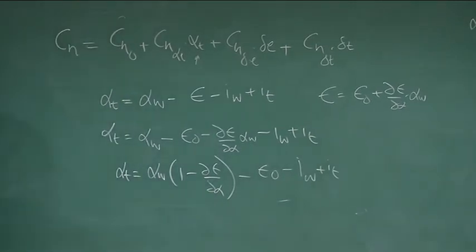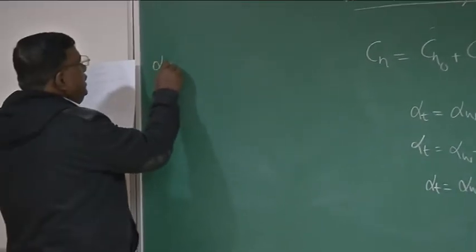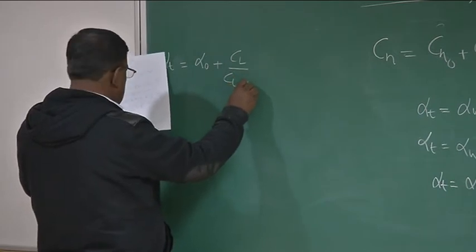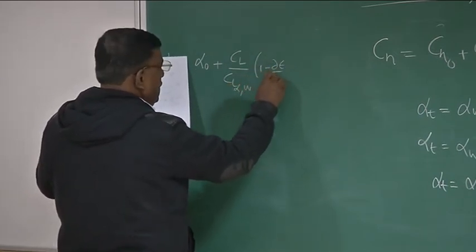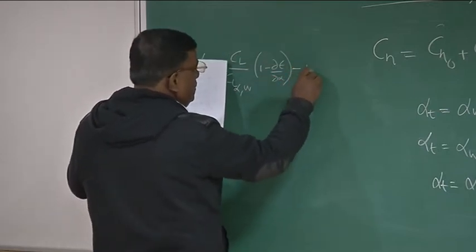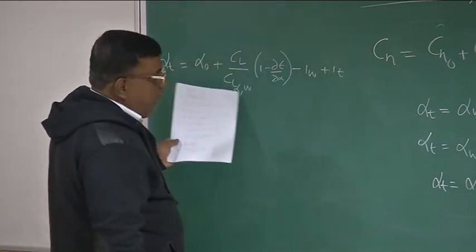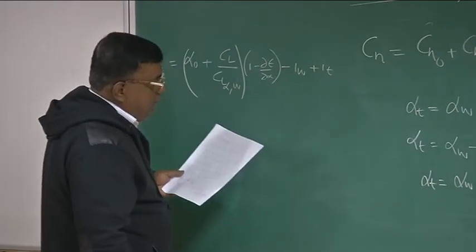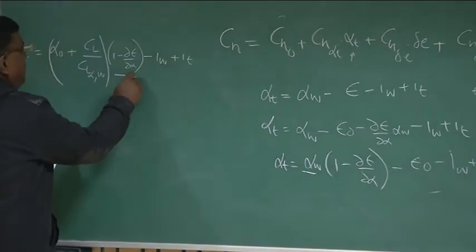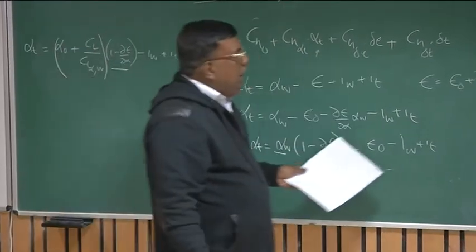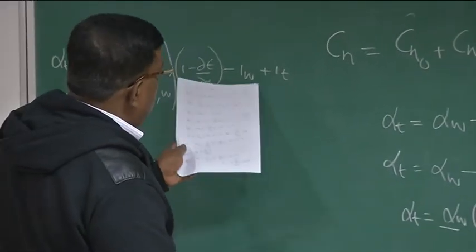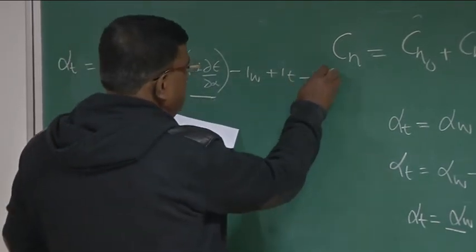So let me write it here. Then I get alpha t equal to alpha naught plus CL by CL alpha wing into 1 minus d epsilon by d alpha, minus IW plus IT. What I have done? Alpha t equal to alpha w, and alpha w is CL by CL alpha wing plus alpha naught. So I have written it like this, where the expression was alpha w into 1 minus d epsilon by d alpha. For alpha wing, I have put this expression, CL by CL alpha wing plus alpha naught. Then I have got IW, and then also I should not forget about minus epsilon naught.